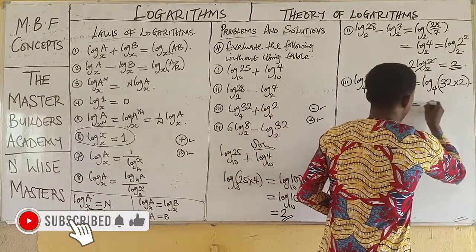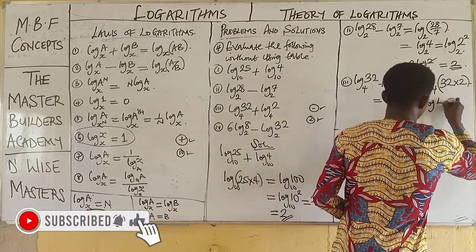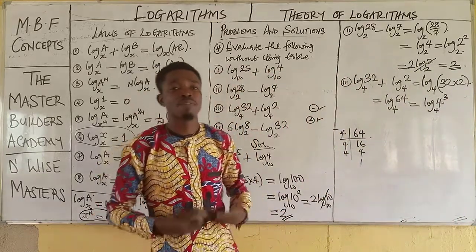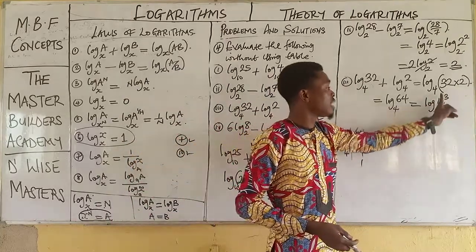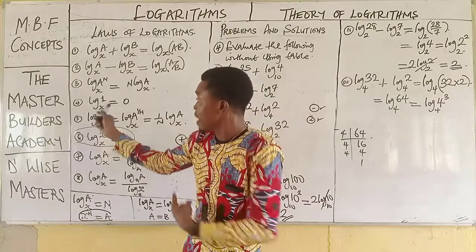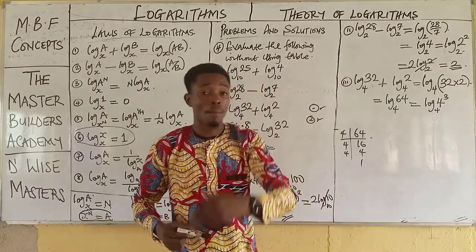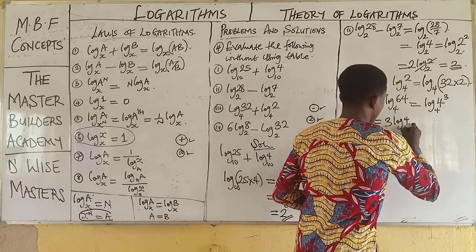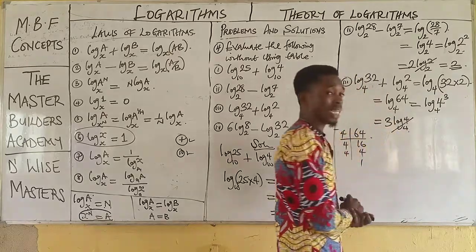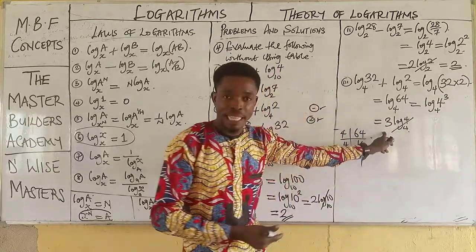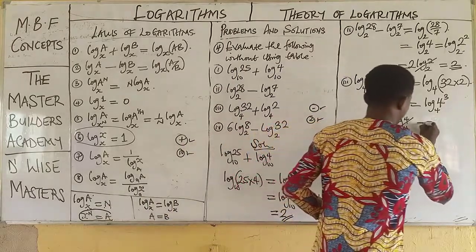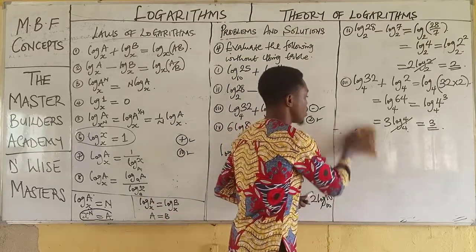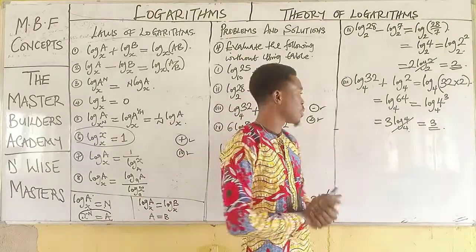Now, then we move further. I have log of 4 to the power of 3 base 4. So in order for us to have our final answer, we will simply remove the power of the number using law number 3 as we have it on the board. And removing the power, we simply have that as 3 log 4 base 4. And we know that the log of the same base is 1. And 1 multiplied by 3 is 3. Therefore, we have our final answer to be 3. This is all about question number 3.